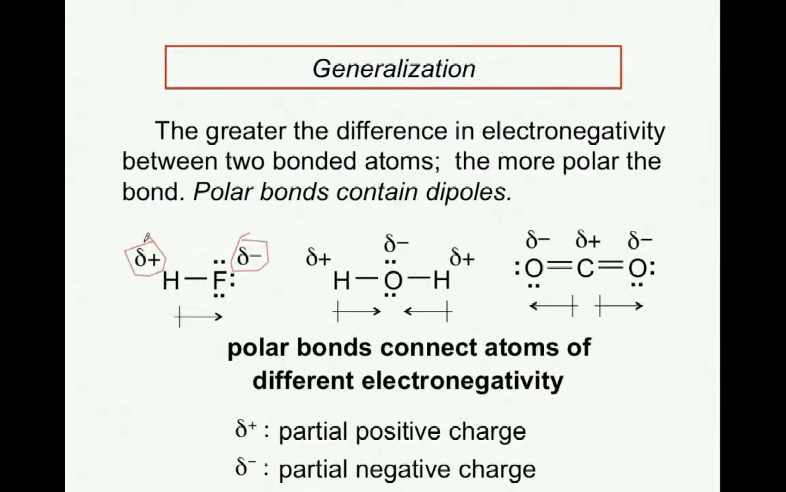The dipole is indicated with an arrow pointing toward the more electronegative of the two atoms and the tail aligned with the more electropositive of the two atoms. Using the table on the previous slide, we can see that fluorine is more electronegative than hydrogen, thus the dipole points the arrow in the direction of the fluorine with the tail aligned with the hydrogen atom.